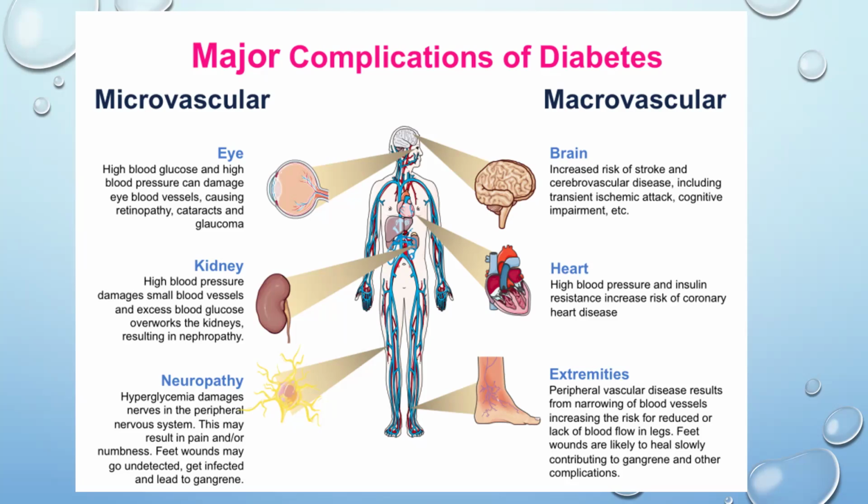In the eye, high blood glucose and high blood pressure can damage eye blood vessels, causing retinopathy, cataract, and glaucoma. In the kidney, high blood pressure damages small blood vessels, and excess blood glucose overworks the kidney, resulting in nephropathy and neuropathy. Hyperglycemia damages nerves in the peripheral nervous system. This may result in pain or numbness. The feet wounds may go undetected, get infected, and lead to gangrene.